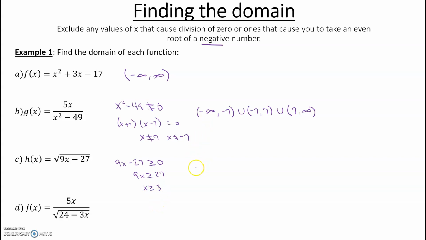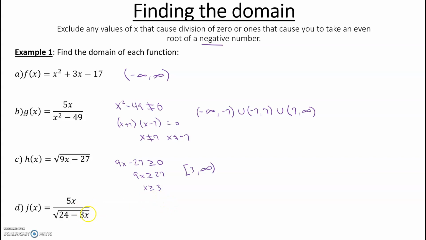And again, putting that in interval notation, we're going to say x has to be greater than or equal to 3. So we're going to start at 3, and we want to go all the way to infinity, everything greater than. Remember, 3 gets a bracket because, yes, we can equal 3. You can take the square root of 0.